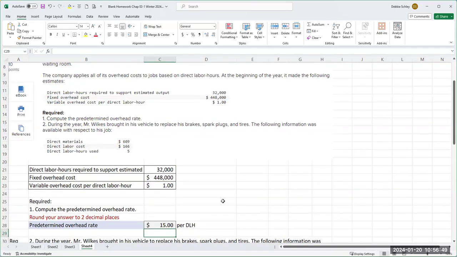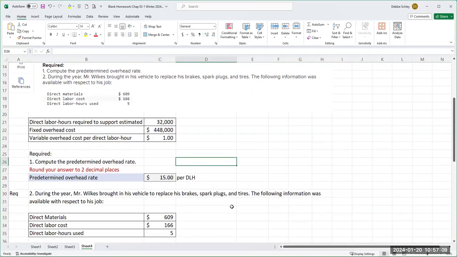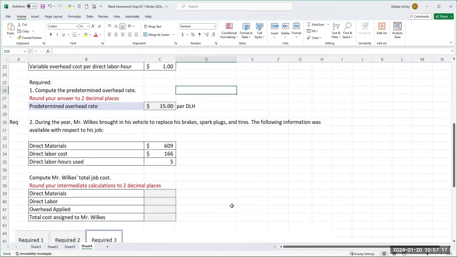Yes. Okay. So again, you could figure out the top portion of that problem and then divide it by the direct labor hours if you don't want to try to put so many parentheses in your problem. But as time is of the essence, sometimes you may want to learn how to get it all like that. Okay, so that's required one.